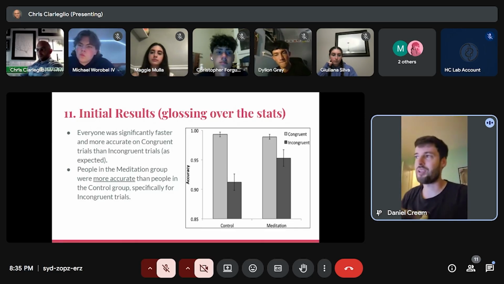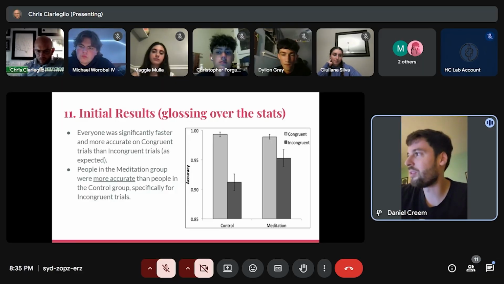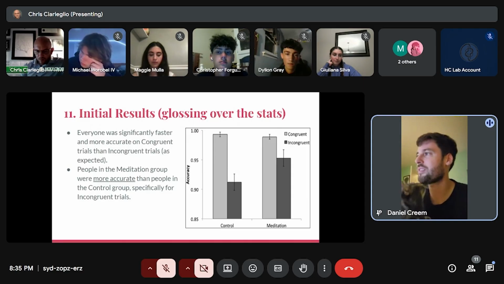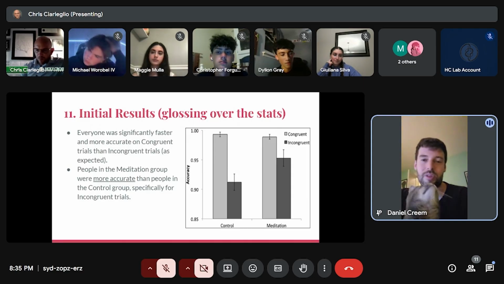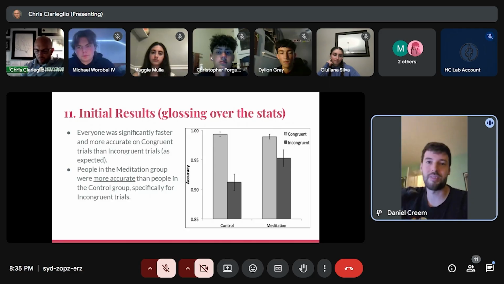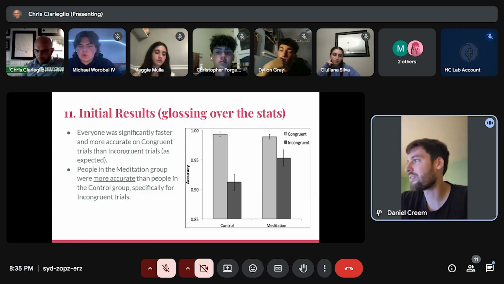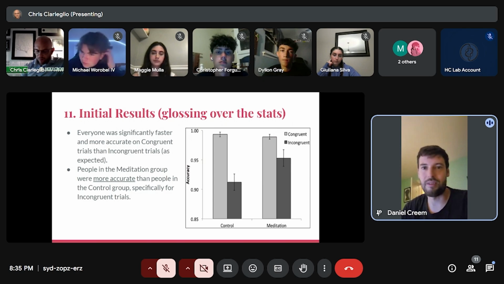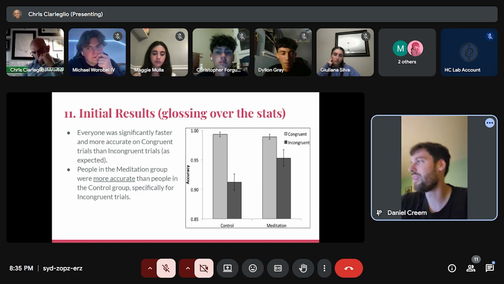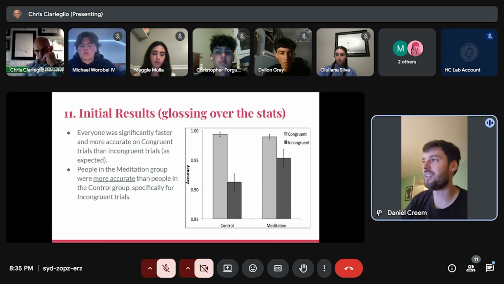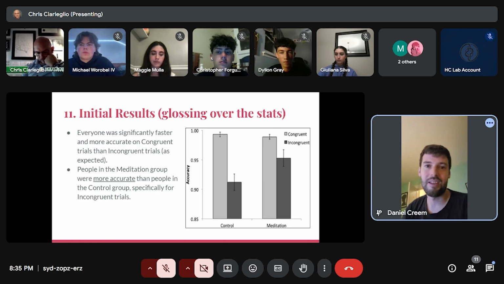Honestly, I don't remember exactly what tests we did here. I think it was t-tests. But the difference between the control and meditation group on the congruent trials is not statistically significant. So we would say that's not a real difference. Even though those bars look slightly different, they're not really different. It's essentially due to randomness, right? However, if we look at the incongruent trials, that is a significant difference. So the difference between the control group and the meditation group on the incongruent trials is significant. In other words, the people who meditated had significantly better accuracy than the control group on the incongruent trials only.